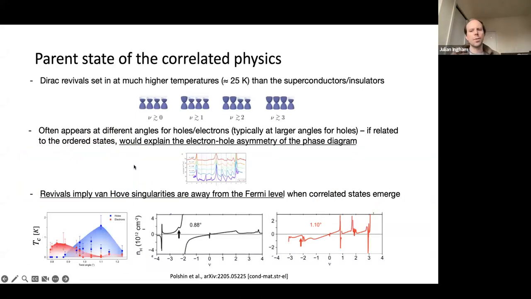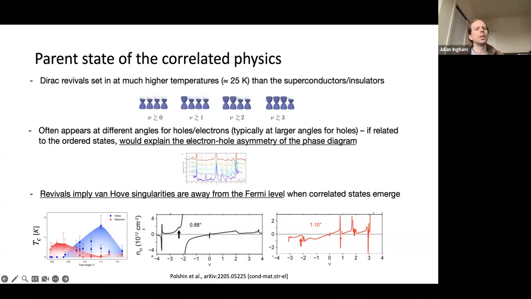Now, this can actually be seen more directly in experiments. The signatures of a Van Hove singularity in the Hall density, in magnetic transport, are distinct from those of a Dirac revival. So near a reset, the Hall density is growing larger and larger, and then it suddenly drops back down to 0. On the other hand, as you pass through a Van Hove singularity, the Fermi surface changes from being electron-like to hole-like. And at a Van Hove singularity, the Hall density diverges.